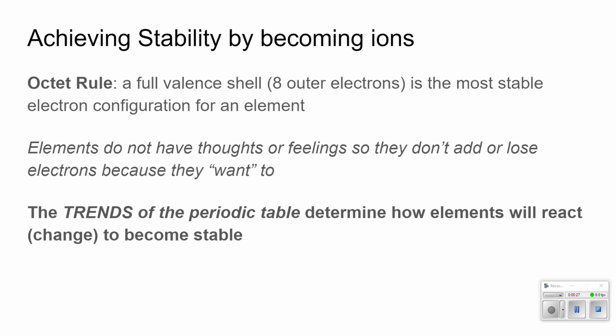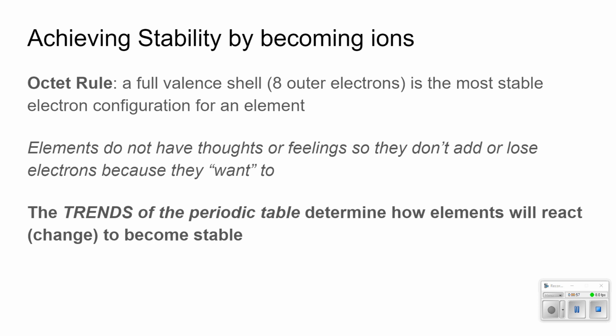We're familiar with this? Now, elements don't walk around thinking to themselves, golly gee, I wish I could lose those last 3 electrons to become more stable. Or man, wouldn't it be swell if I could gain 2 electrons to become more stable? That's not how it works. Atoms don't have thoughts or feelings or wants. And yet they are able to either lose electrons or gain electrons in order to achieve stability.